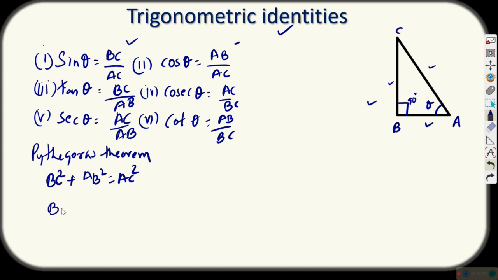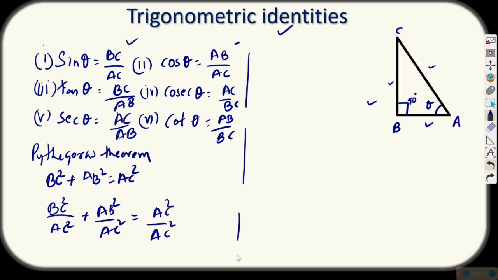I will write BC square upon AC square plus AB square upon AC square is equal to AC square upon AC square. Suppose I do it like this, it is just like we have a new equation now. BC square upon AC square can be written as BC upon AC whole square, plus AB upon AC whole square, is equal to AC square upon AC square. I am writing 1 because it is cancelable.